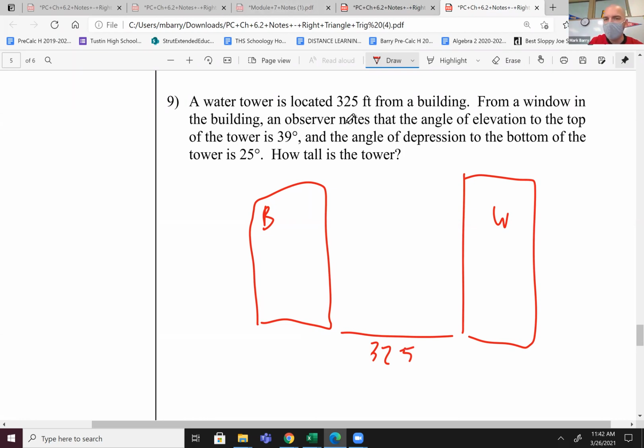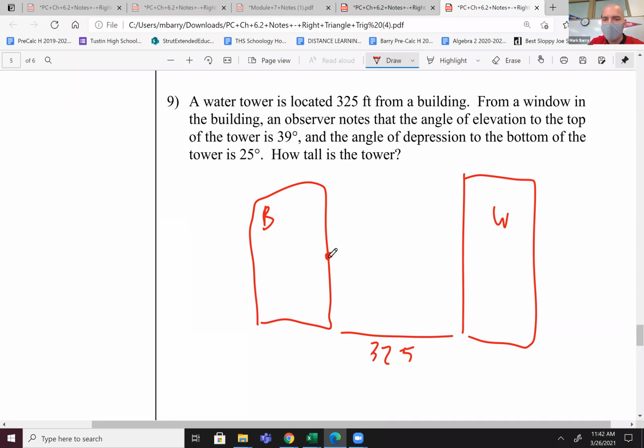So there's an observer, it says, in the building in a window. And he has an angle of elevation to the top of the tower and an angle of depression to the bottom of the tower, which means he is somewhere in the middle. I don't think it's the exact middle. So it's just somewhere in the middle, okay?